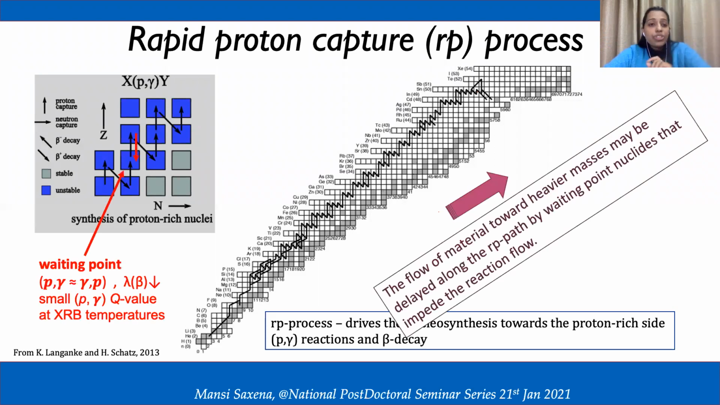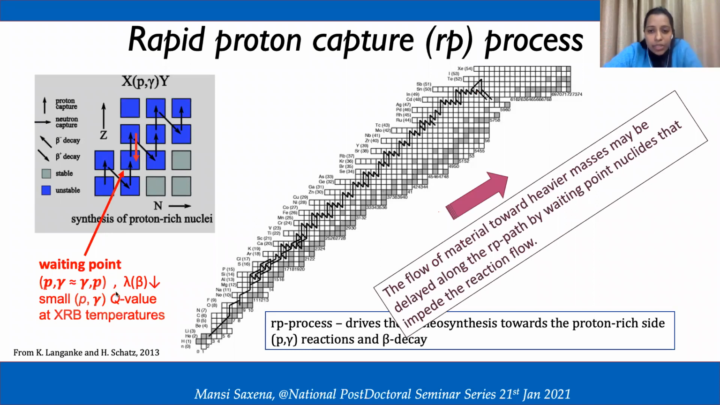So now further processing to heavier elements can be essentially delayed or temporarily stalled when you reach a waiting point nucleus, for which further proton capture is inhibited and the reaction flow needs to wait to proceed further. The reason for the inhibited proton capture is the small Q value, because of which the resulting proton capture becomes smaller, and then the reverse photodisintegration process at higher temperature also comes into play. So this eventually leads to the (p,gamma) and (gamma,p) equilibrium.